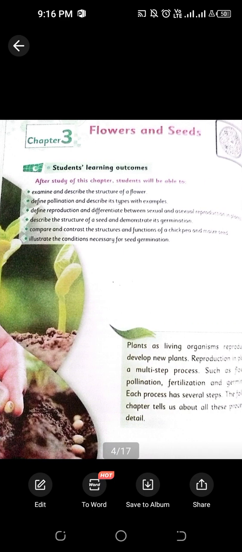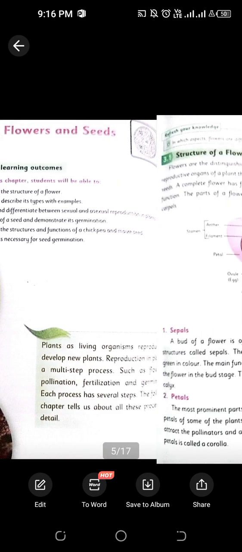The chapter that is ongoing in our class is flowers and seeds. Up till now, we have discussed the basic concepts about the structure of flower, the structure of seeds. We have discussed reproduction and the types of reproduction and so on. So, let's have a little overview of all the things and then we'll move towards the new topic.